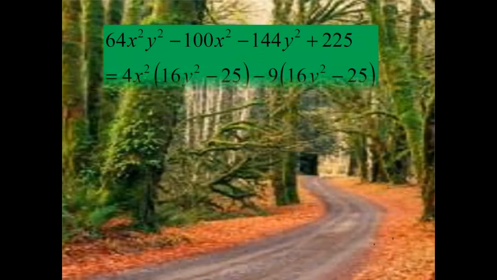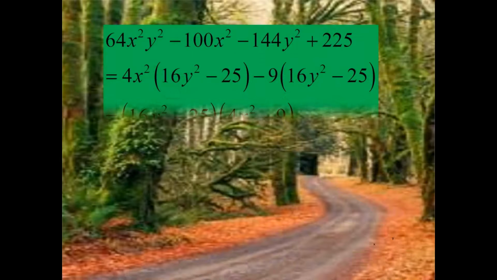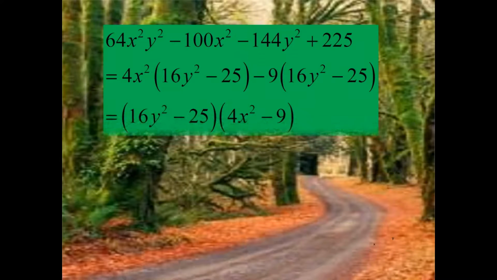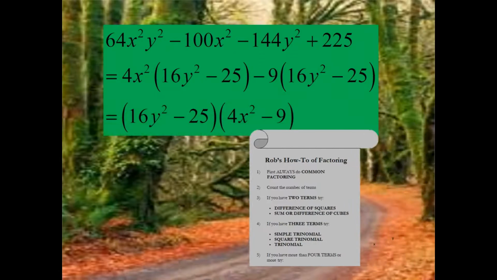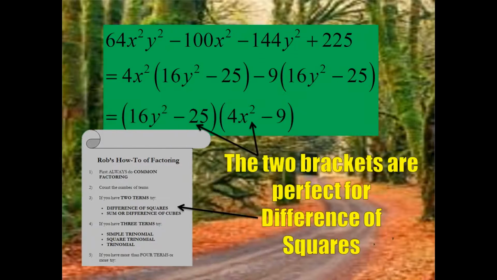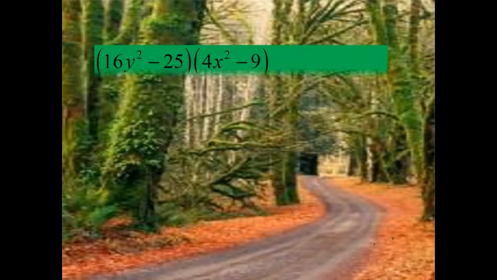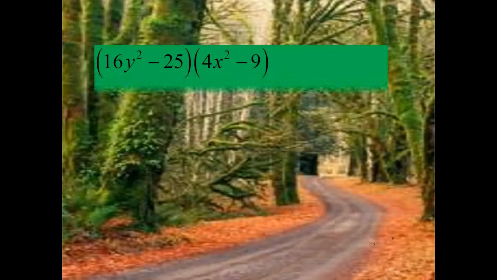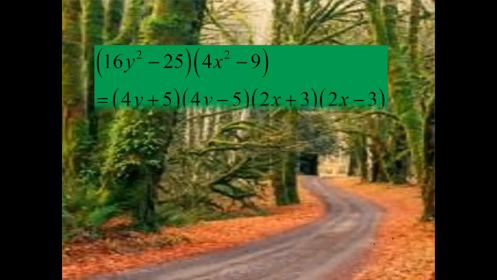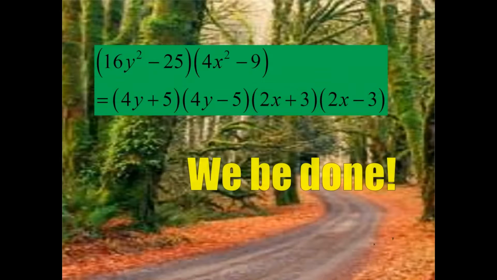And as we calmly do it, we get a common bracket of 16y squared minus 25, which is a difference of squares, and 4x squared minus 9, which is also a difference of squares. And so we can take that, and suddenly we will get 4 brackets: 4y plus 5, 4y minus 5, 2x plus 3, 2x minus 3. And that one is done.